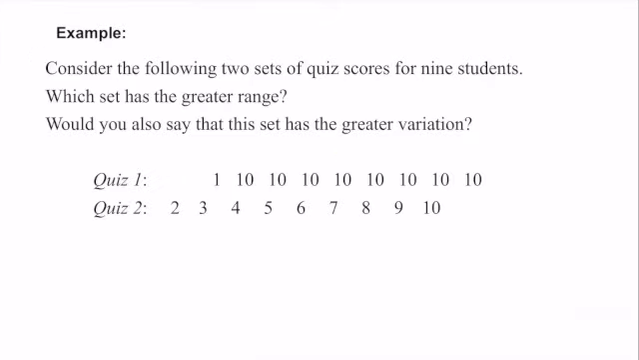So let's consider the following two sets of quiz scores for 9 students. Which set has the greater range? Well, remember, range is smallest to largest. So the range of quiz 1 is 10 minus 1, which is 9. And the range of quiz 2 is 10 minus 2, which is 8. So quiz 1 definitely has the greater range, but which set has greater variation or greater spread of its data? Well, that's going to be quiz 2.